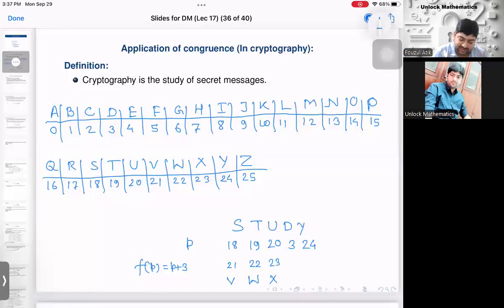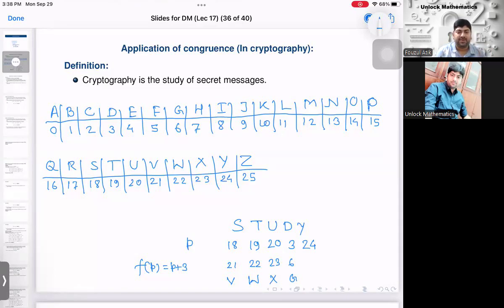D, 3 plus 3, 6. 6 stands for G. And 24. Now this is a little critical thing. The 24 plus 3 is 27. But we do not have any alphabet assigned to 27. But now your congruent modular things will come into the picture. So 24 plus 3, it is 27.